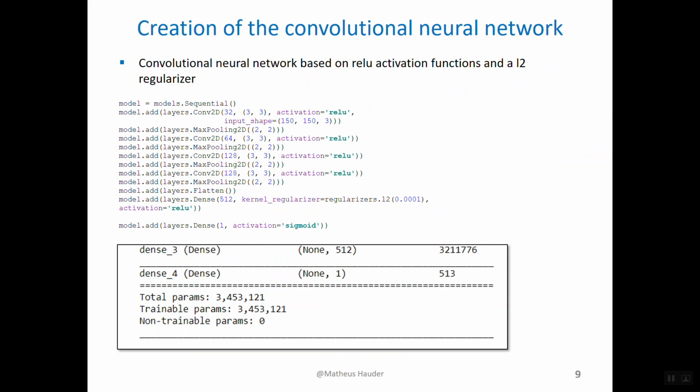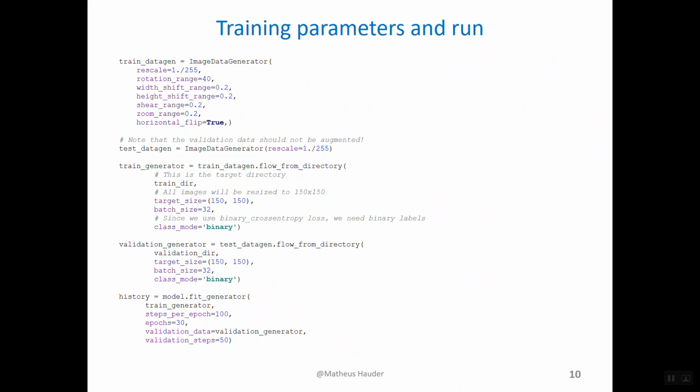Here you can see the code for the creation of the convolutional neural network. I used ReLU activation functions and an L2 regularizer in my model. In total, I have over 3 million trainable parameters. The code shows the image data generator that performs the data augmentation, and it shows how I train the model with the fit generator method. Here I used 30 epochs in my final iteration of the training.